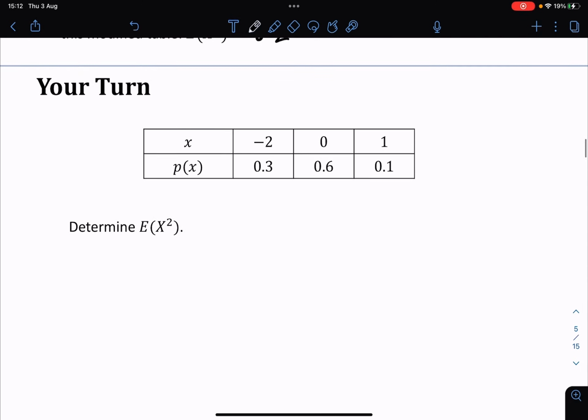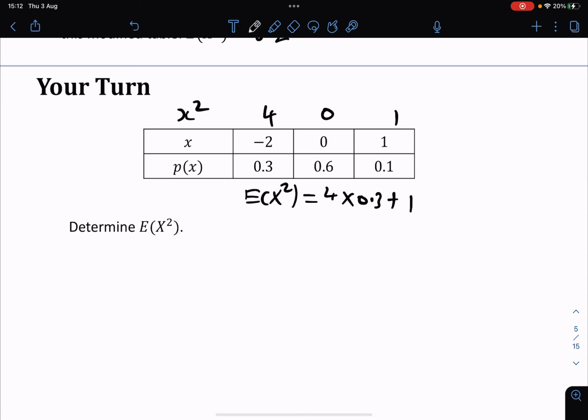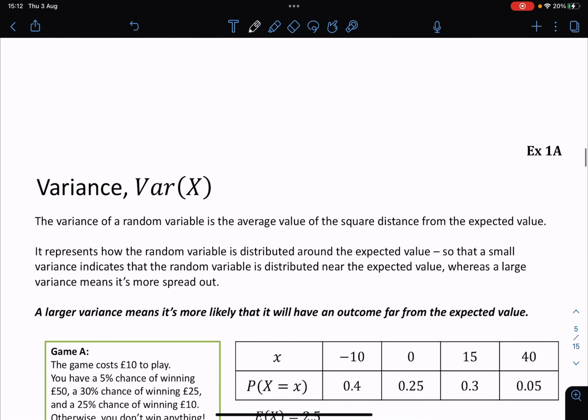Okay, so let's find E of x squared together. You can do these straight in your head, but I'm going to show my workings: 4, 0, and 1. Then we can find what E of x squared is, which is 4 times 0.3 plus 1 times 0.1, which is 1.2 and 0.1, which is 1.3 there. Okay. Right. So at that point, you can have a go at exercise 1A in the Edexcel book, and it's just giving that practice all the time.